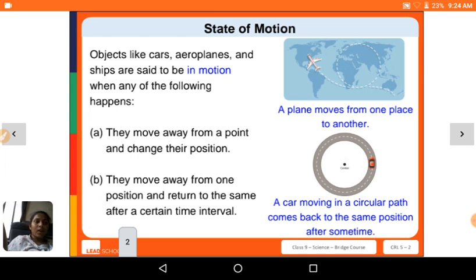A car is moving in a circular path and comes back to the same position after some time. See here, the car is moving from one point. If the car moves from here, goes here, turns along a circular path and again comes back to this position after a certain time, it is back to the same position but after a certain time. So this car is also moving.